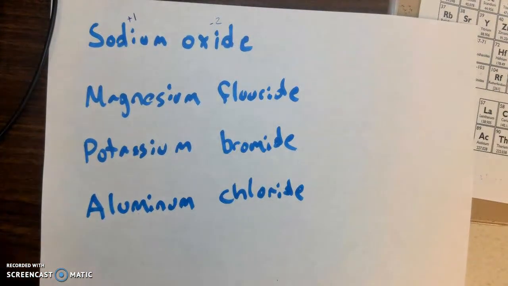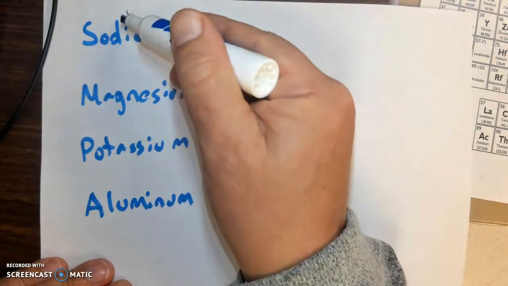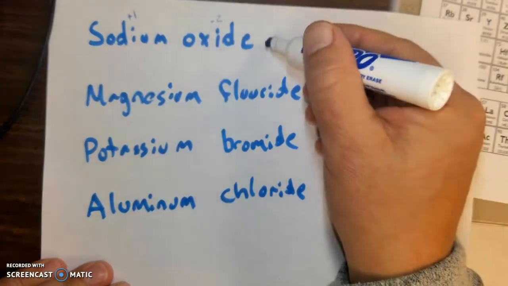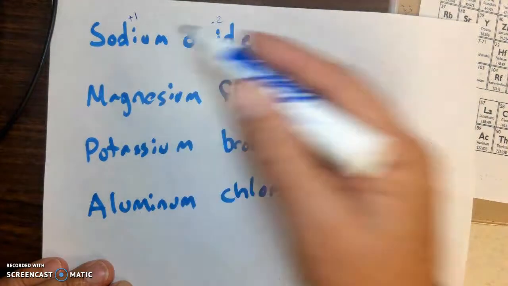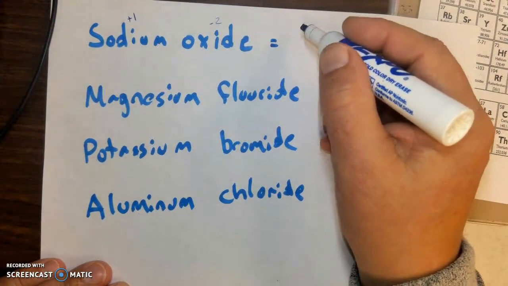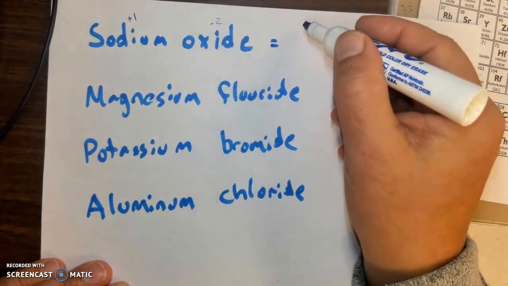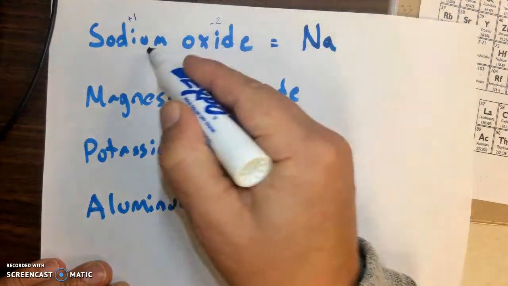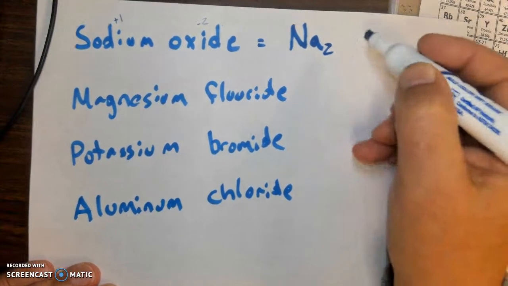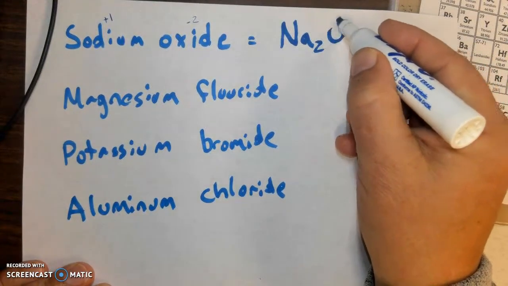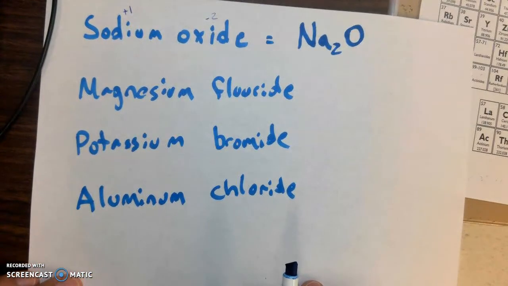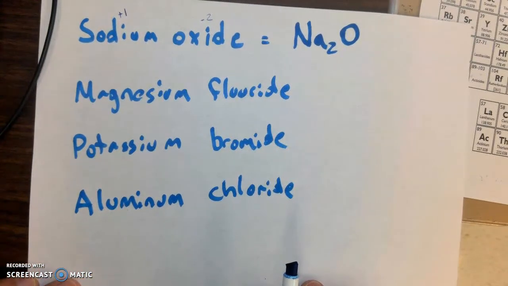The cheating, easy way to do it is go, well, that would drop to that subscript and that would drop to that subscript. So that would be, we don't write our ones because we don't want to look like we don't know science. So that would be sodium oxide. Okay. Now, how would you do the other ones?